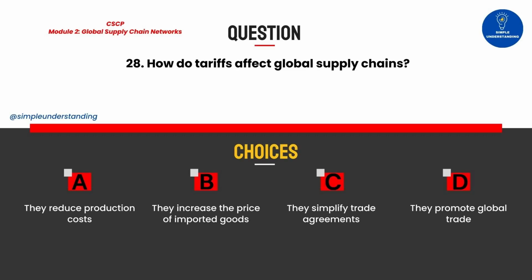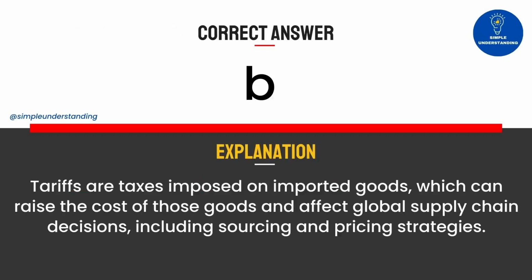28. How do tariffs affect global supply chains? A. They reduce production costs. B. They increase the price of imported goods. C. They simplify trade agreements. D. They promote global trade. Correct answer: B. Explanation: tariffs are taxes imposed on imported goods, which can raise the cost of those goods and affect global supply chain decisions, including sourcing and pricing strategies.